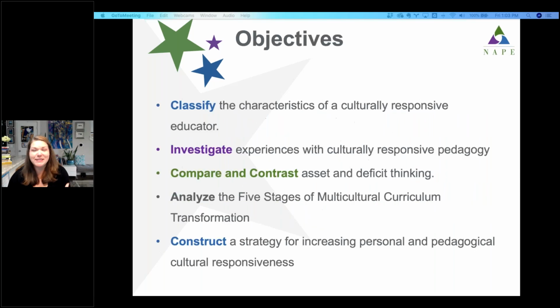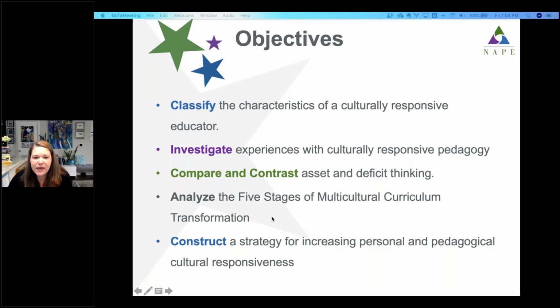Now, what we're going to try to do today in the 90 minutes that we have together is we'll do a little bit of warm up first, but we'll start to classify the characteristics of a culturally responsive educator. And then we're going to really think about and investigate our own experiences with culturally responsive pedagogy. Then we're going to compare and contrast asset and deficit thinking. I'm also going to add in here some information on understanding the contrasting values framework, so a little bit of the collectivist versus individualist ways of knowing and doing. And then we're going to look at the 5 stages of multicultural curriculum transformation.